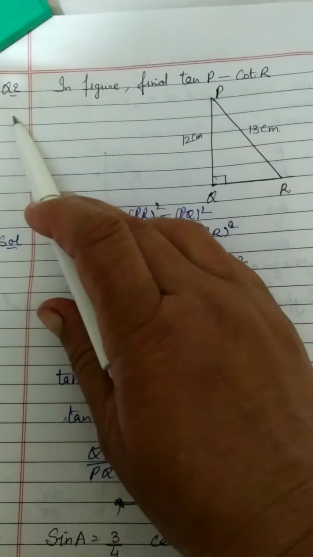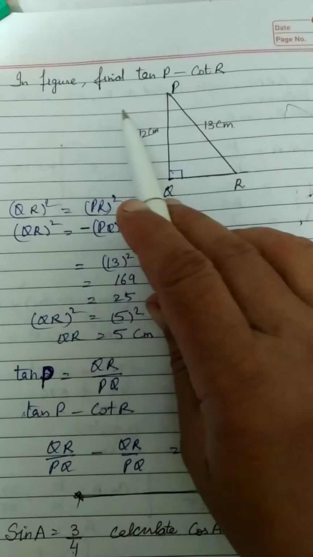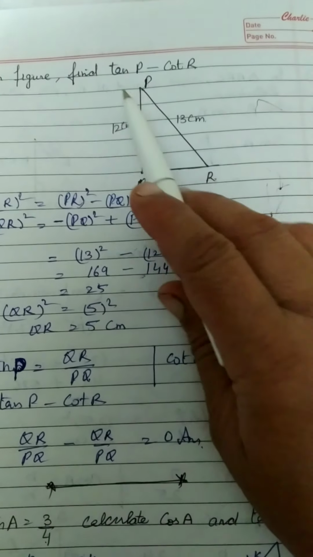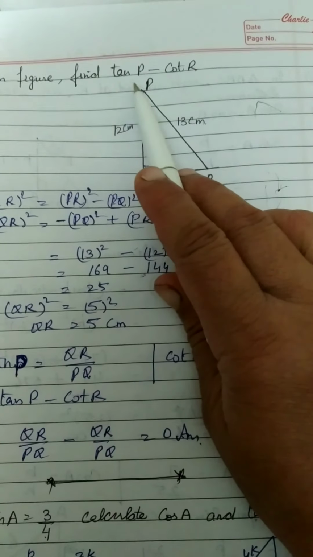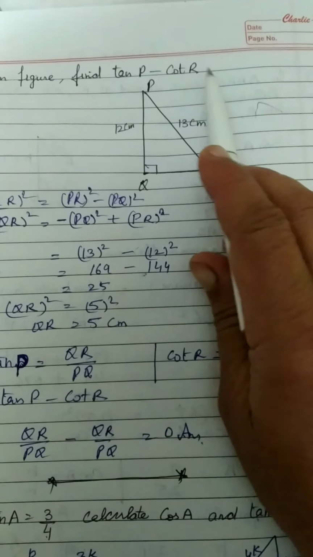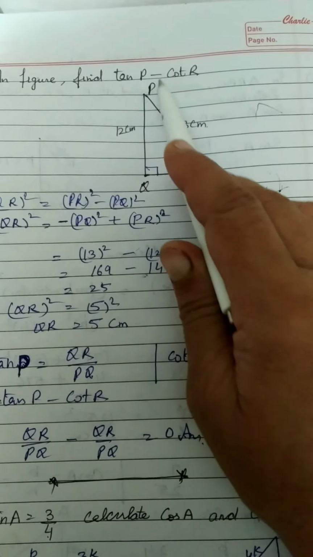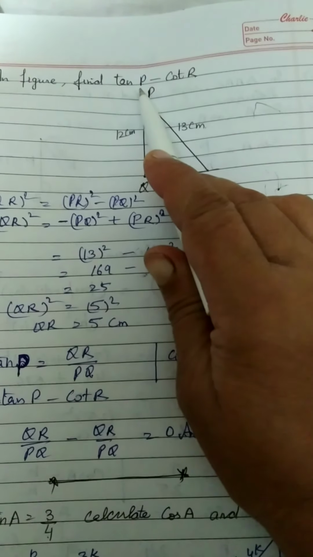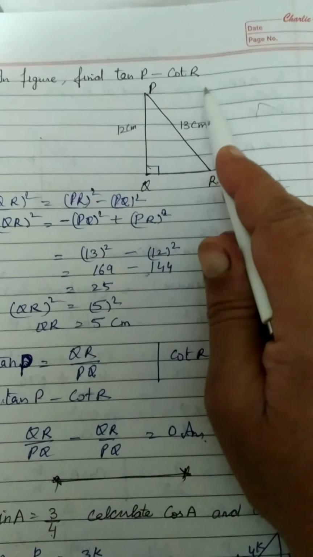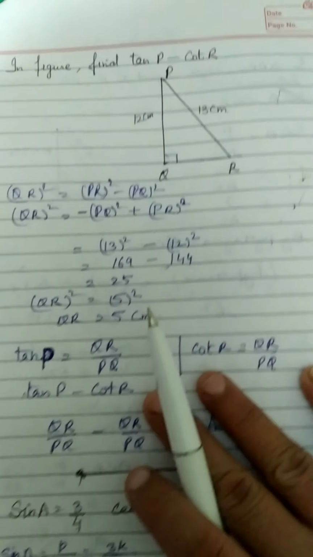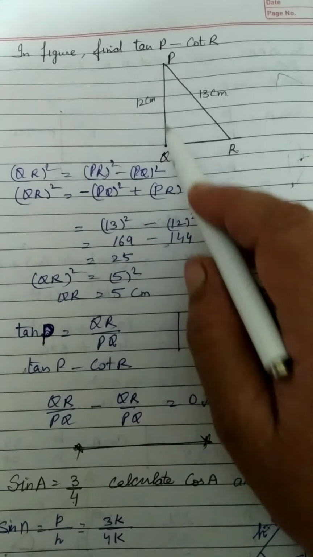Next question is question number 2. In the figure, a figure is given and we are to find tan P minus cot R. When we are finding tan P, the base angle is P, and when we find cot R, the base angle is R. Now here the figure is given.